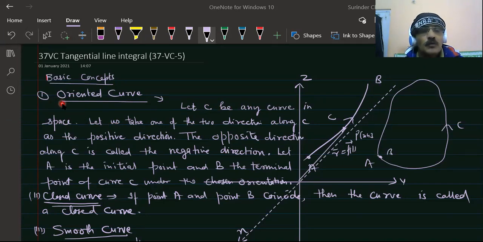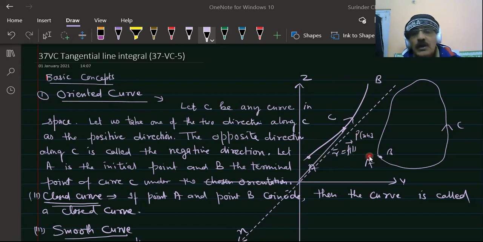For that, we have to understand two basic terms and concepts. Let's define an oriented curve. What is an oriented curve? Let us suppose y is equal to f(x) is a function whose curve is AB. Either from A to B or from B to A, we can assume one direction as positive. Suppose from A to B is positive, then B to A will be negative.